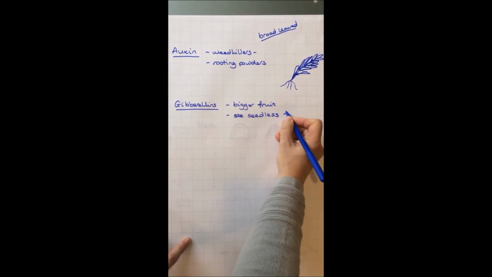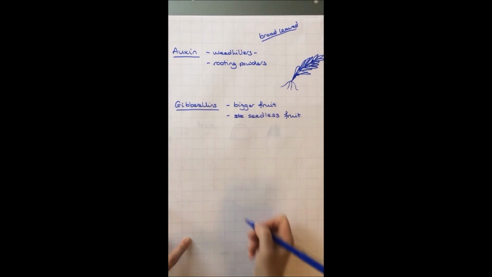If you go to a supermarket, often some of the fruits don't have seeds. People don't always like to have seeds. And so again, by spraying the fruits with gibberellins, the fruit forms without seeds.